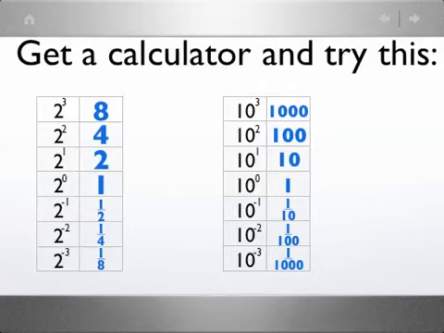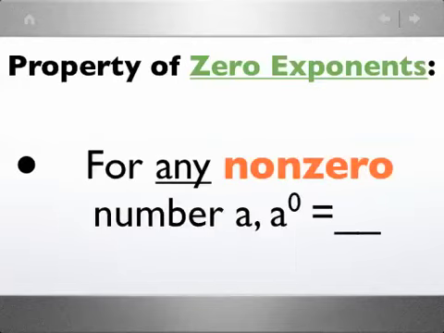This is going to be true for all of your bases with the exception of 0, and we will talk about that in just a minute. If you notice those two, 2 to the 0 power and 10 to the 0 power, both of those are 1. These two ideas that we can get from this table is what we're going to talk about today, which is the properties of zero and negative exponents. First, let's talk about the property of zero exponents.